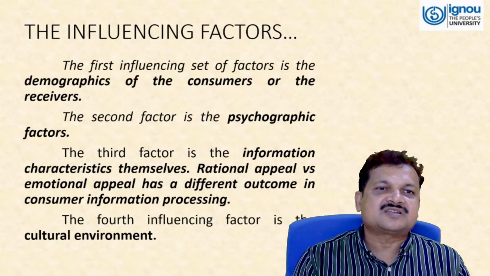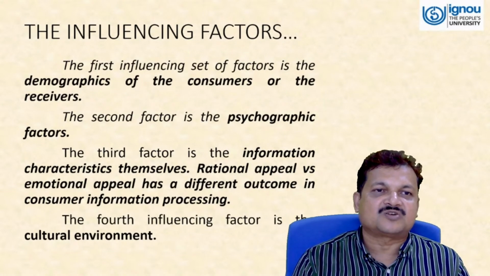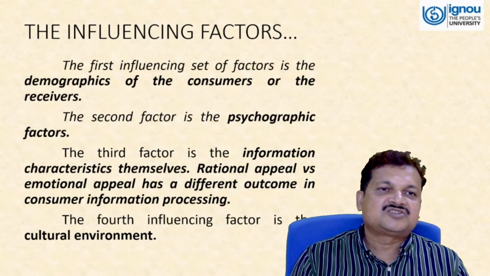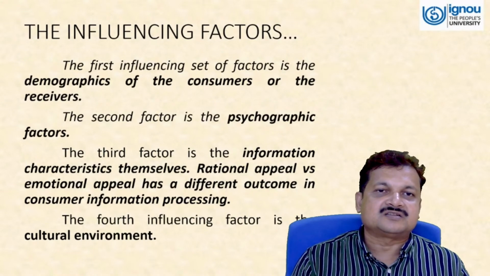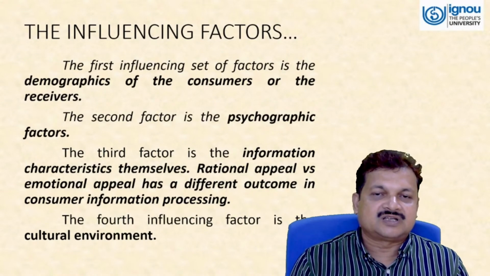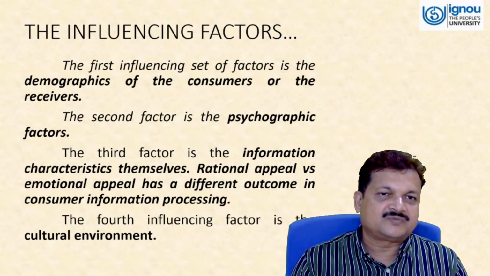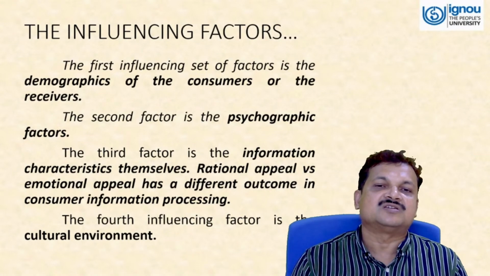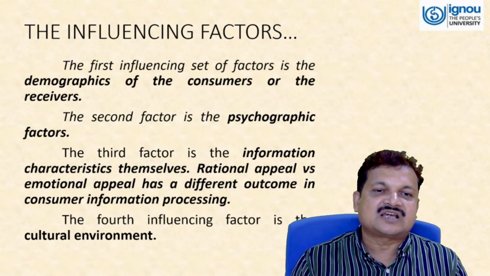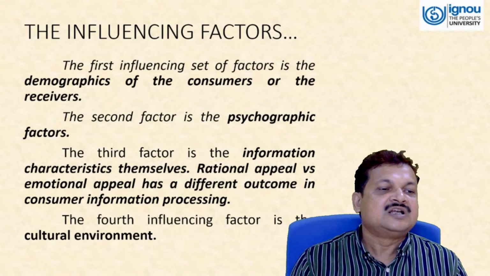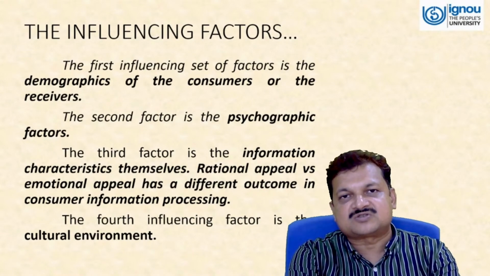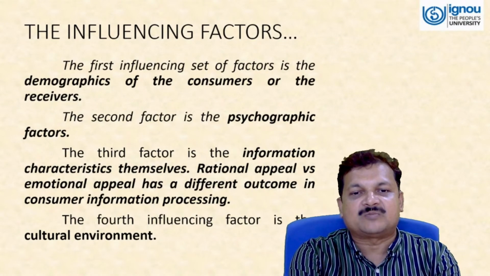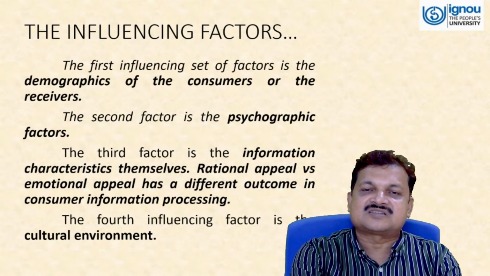The first influencing factor is the demographics of the consumer or the receiver. Is he a child, an adult, or an old-age person? The information processing is also different, you will find. The second factor is psychographic factors: what way he is thinking, what way he is believing, what way he is purchasing. The third factor is the information characteristics themselves, rational appeals versus emotional. Sometimes people are emotionally too attached to the brand, so even if you evaluate the brand as bad, they will not take it as bad, they will take it as positive. These kinds of things also happen.